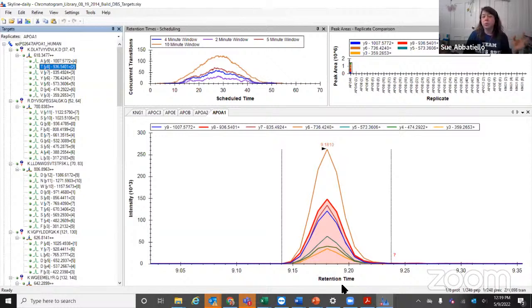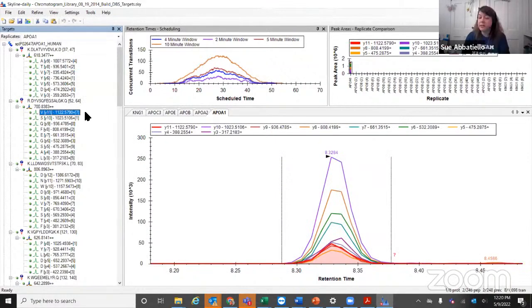Unfortunately, sometimes when you zip and transfer Skyline files with the raw files, that connection, depending on how you unzip it and load it up, can be lost. So this one isn't registering right now, but you could go through each of the peptides and see how they look.